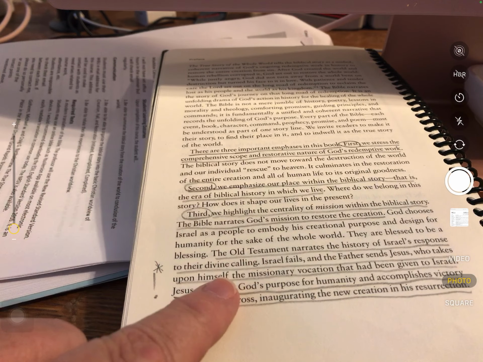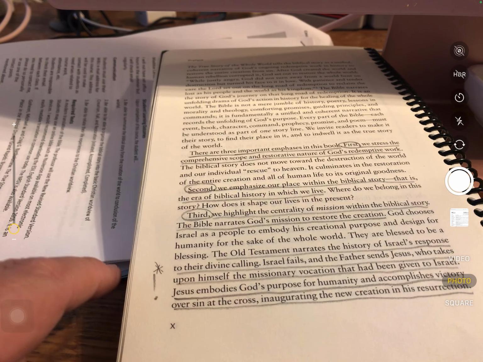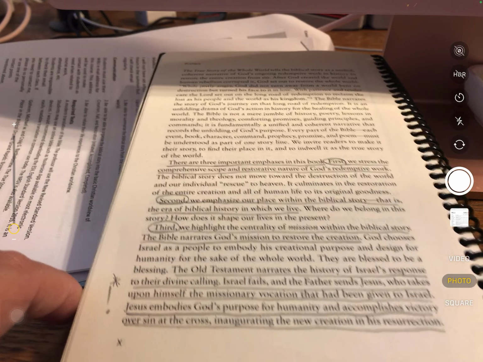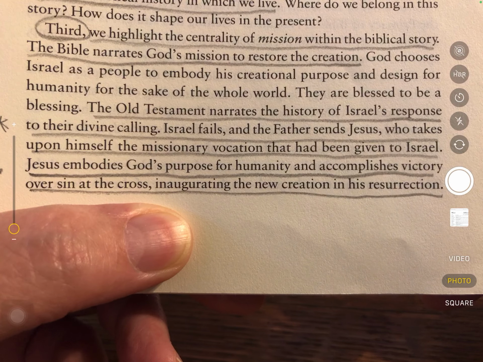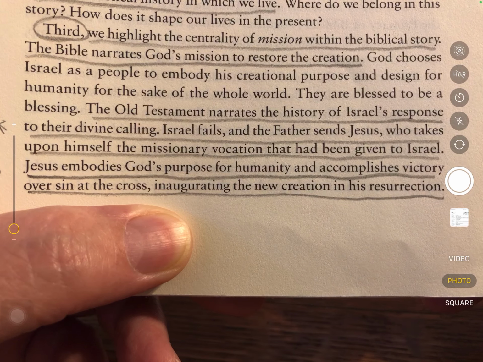Here we go. Here's the quote I'm talking about. The Old Testament narrates the history of Israel's response to their divine calling.